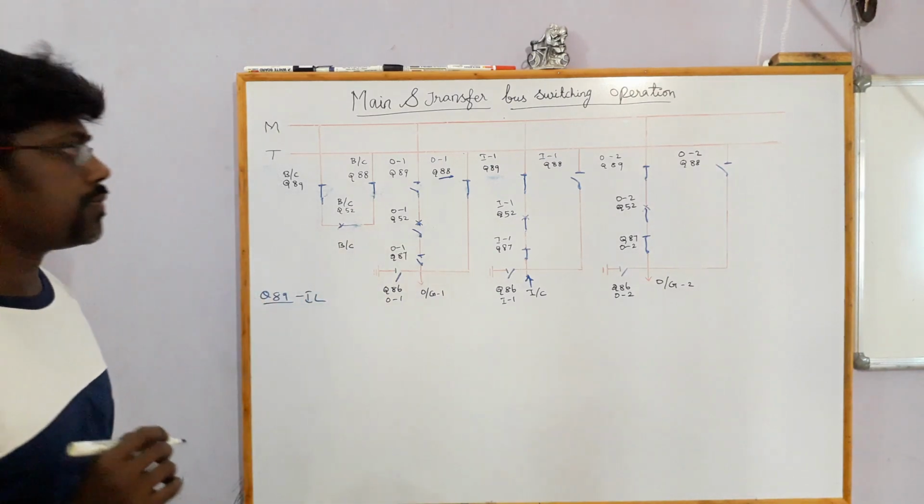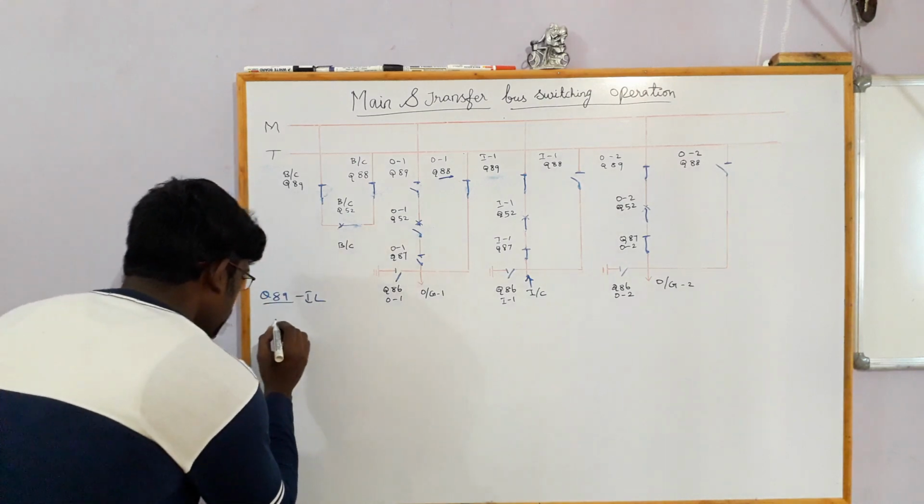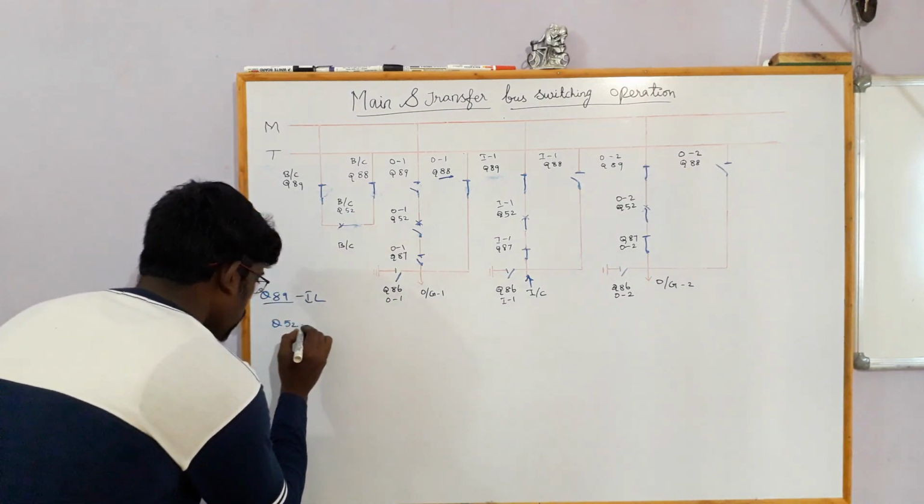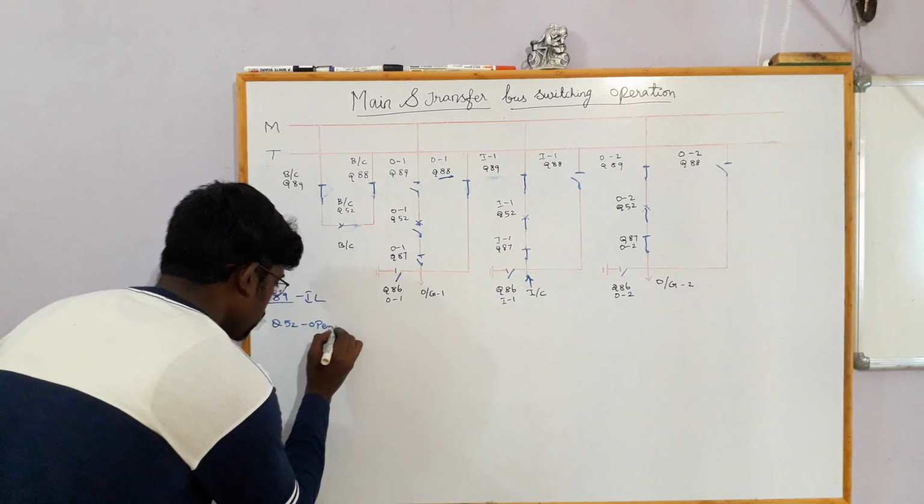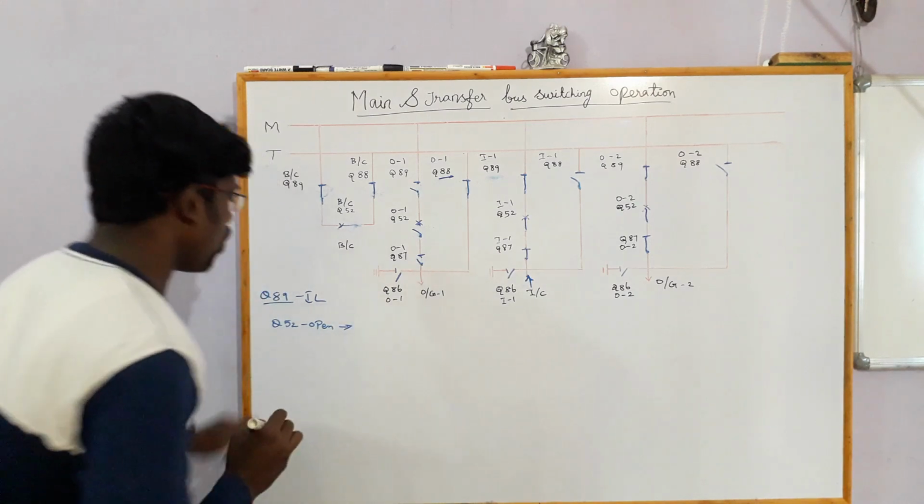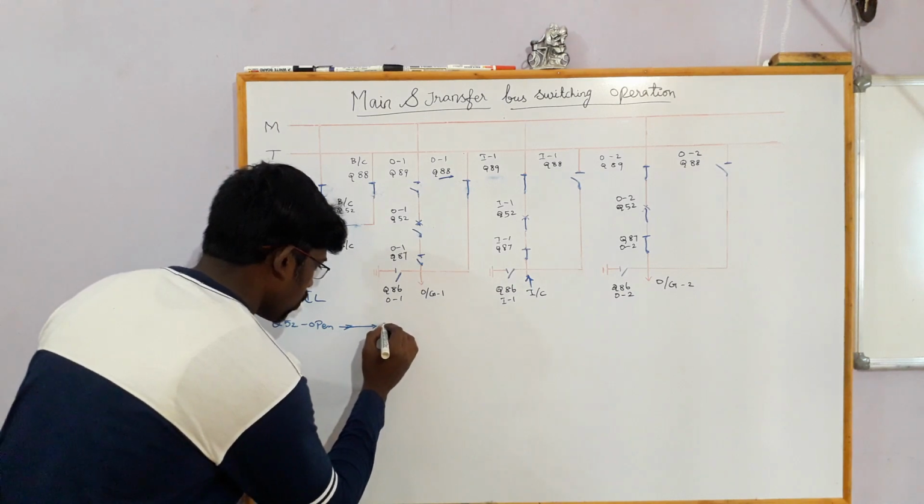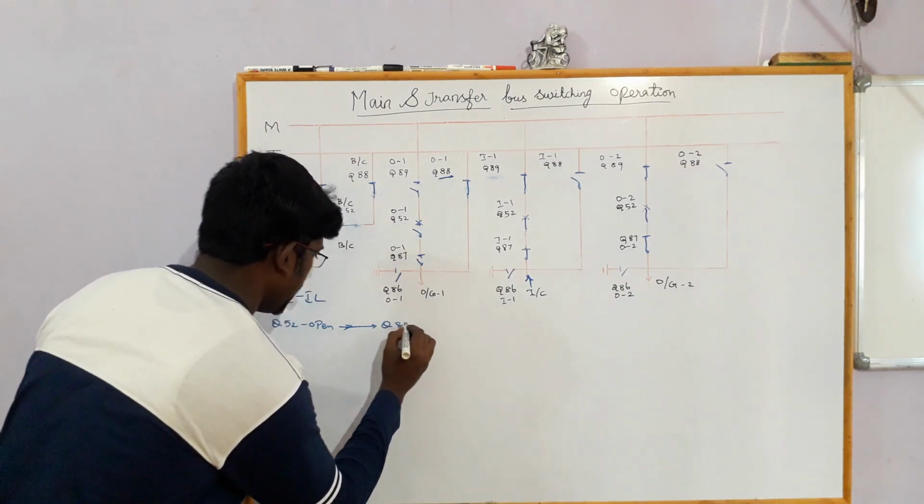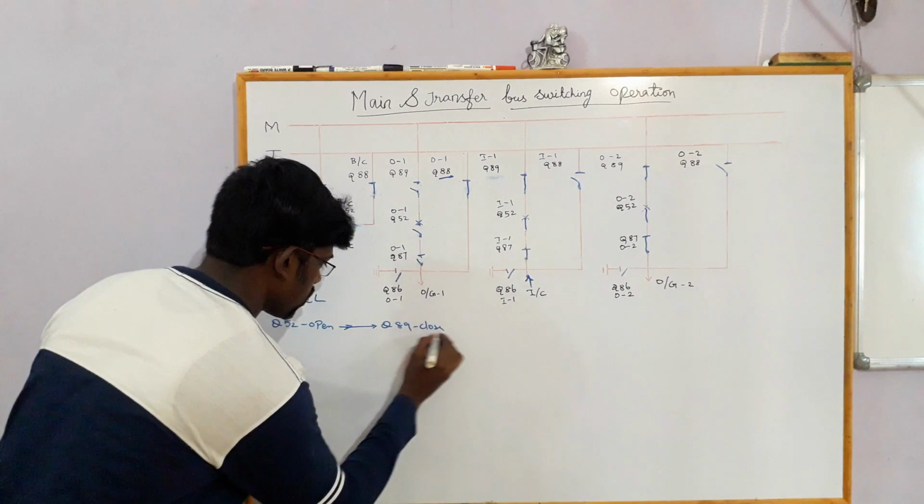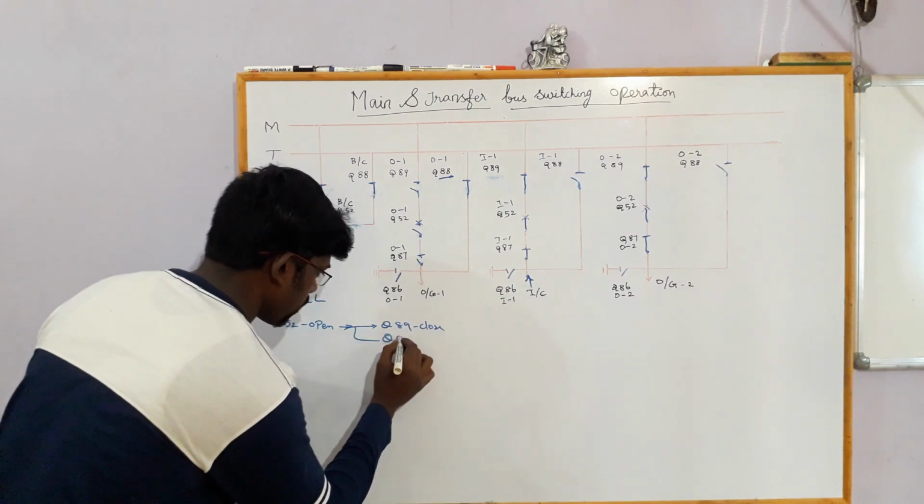Q89 interlock. The interlock for this is Q52 has to be open. If it is open, you can close Q89, you can close or you can open.